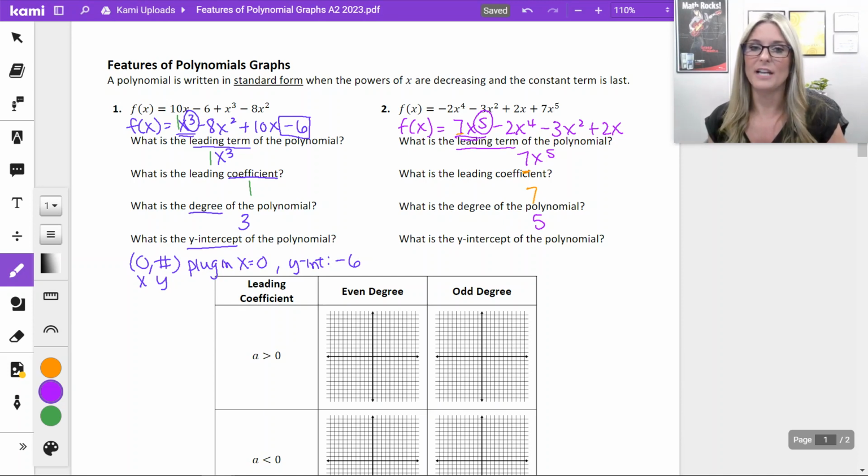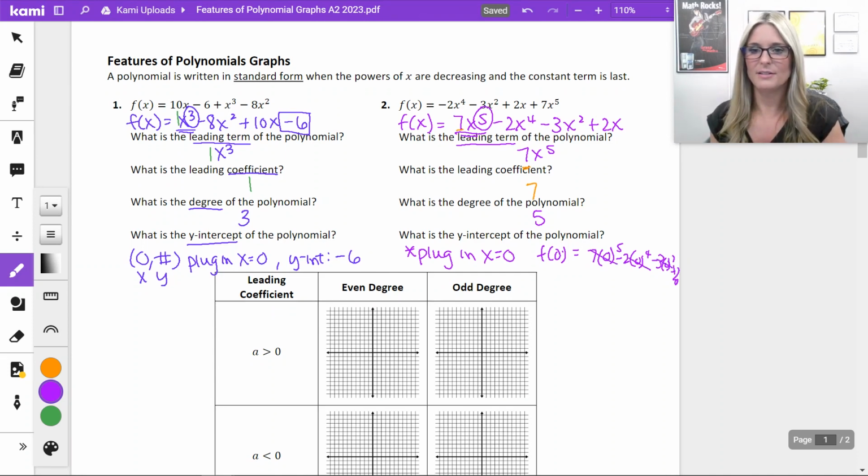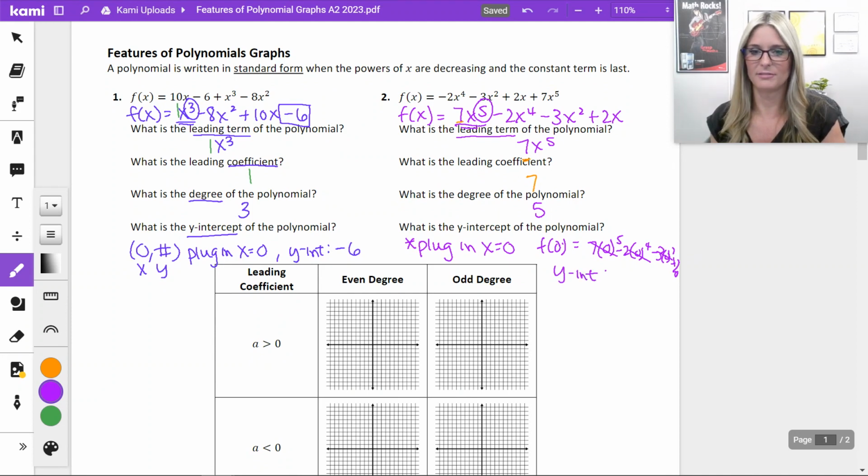And then what is the y-intercept? Now this time we didn't have a constant term, so I would have to plug in 0 for x to evaluate. So let's talk about that for a minute. As I plug that into my polynomial, let me use function notation here. Plugging in 0, we have 7 times 0 to the 5th minus 2 times 0 to the 4th minus 3 times 0 squared plus 2 times 0. Ran out of room there. Do you see what's happening? We've got 0, 0, 0, 0. What is our y-intercept? 0. So this one will cross right through the origin of our coordinate plane for our polynomial's graph.